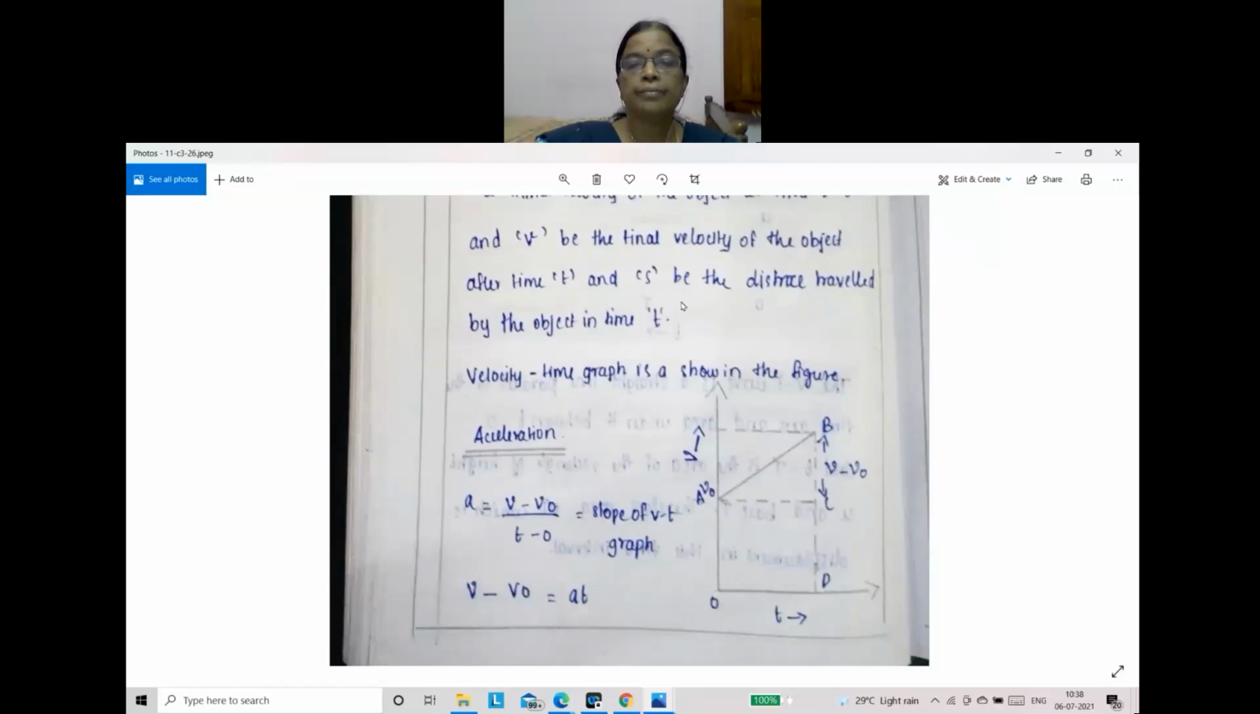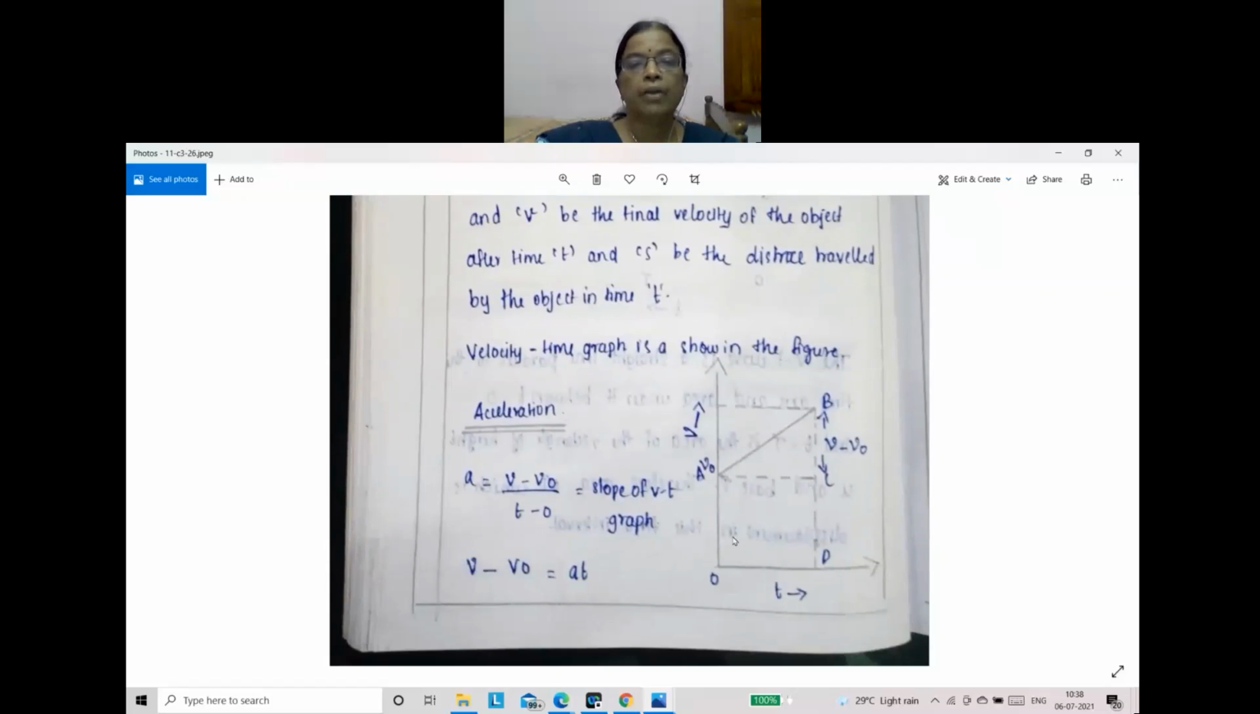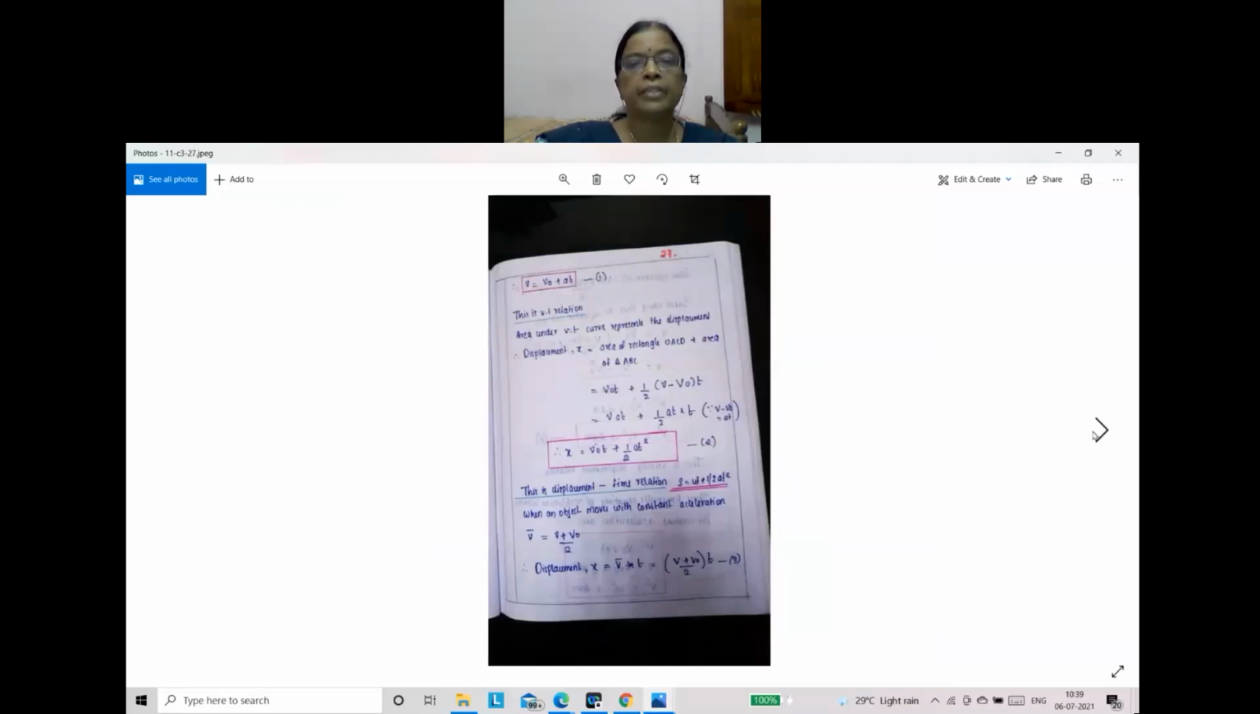And S is the displacement, that is, the area under the graph gives displacement. Slope of the VT graph gives acceleration. Area under the VT graph gives displacement. So all these points you have to explain. That is the explanation of the graph.